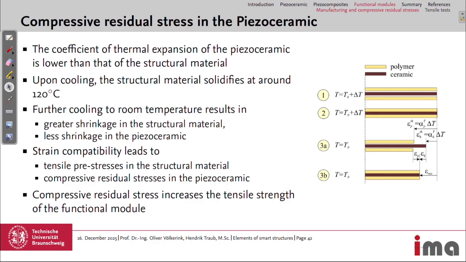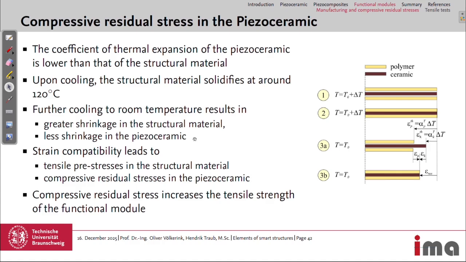Now we are coming to the compressive residual stresses in the piezoceramic. The coefficient of thermal expansion of the piezoceramic is lower than that of the structural material or of the polymer, and you have to heat up the whole part for curing, and then you have to cool it down afterwards to room temperature, and it solidifies at around 120 degrees Celsius, and then the layers or the piezocomposite and the polymer around are connected, and further cooling results in greater shrinkage in the structural material than in the piezoceramic.